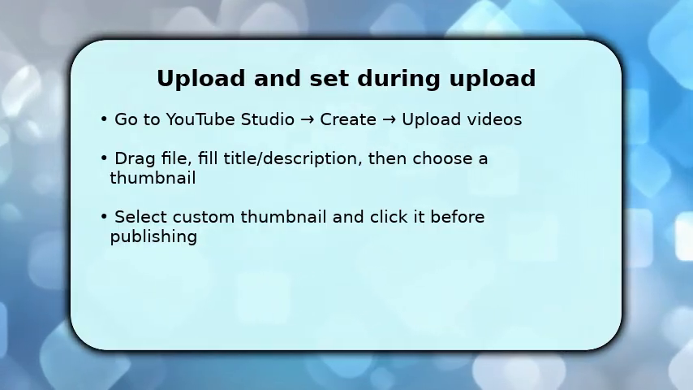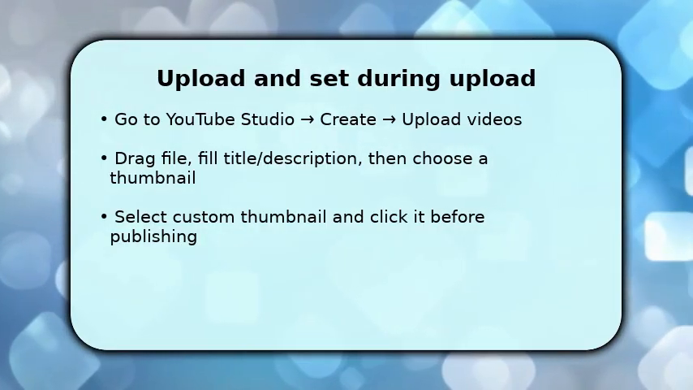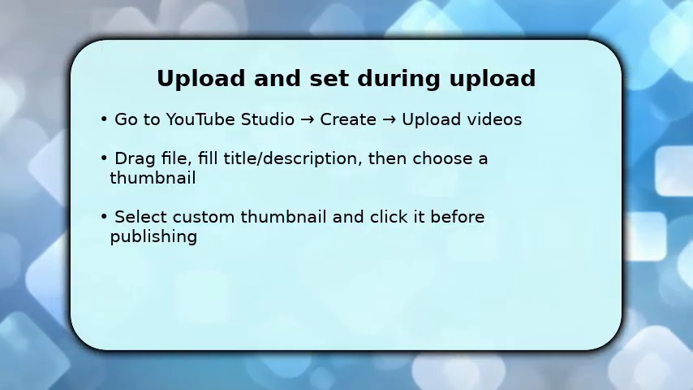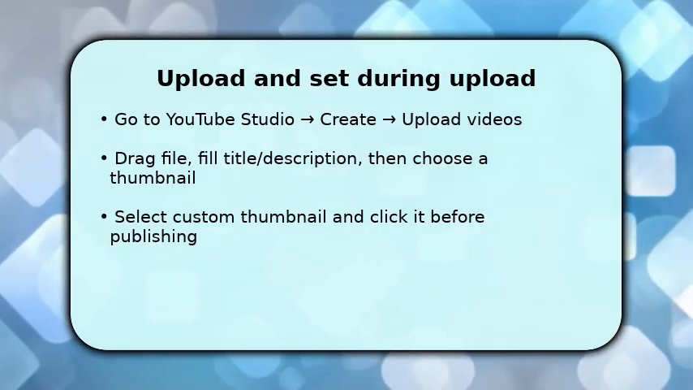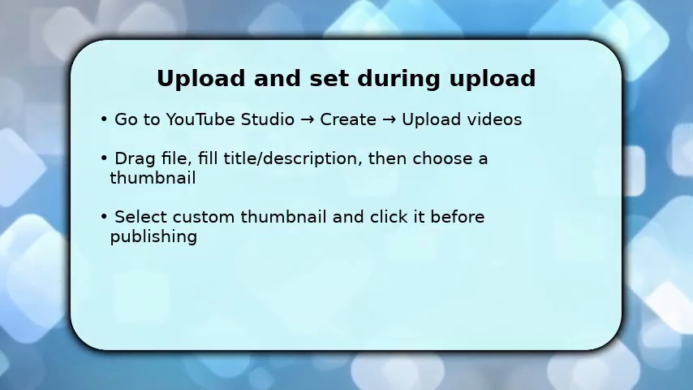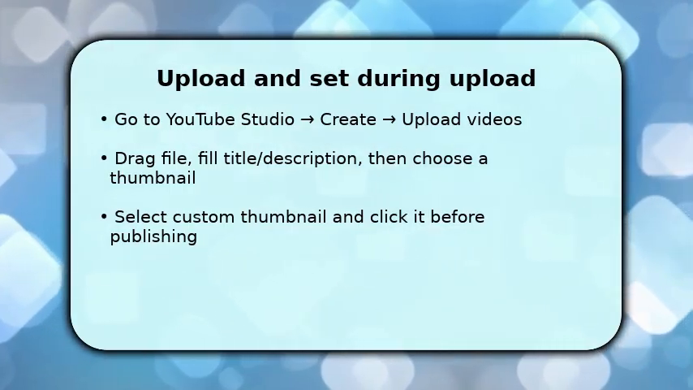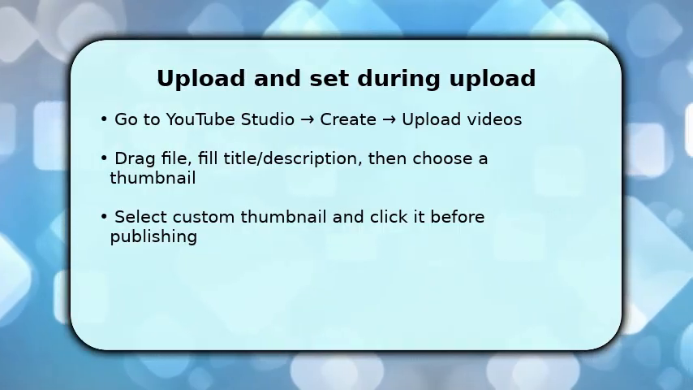As YouTube generates automatic frames, look for the custom thumbnail button on the right and click it. This lets you pick your prepared image. Choose the file, wait for the thumbnail preview to render, and make sure it aligns with your title. This step links the image to the upload.